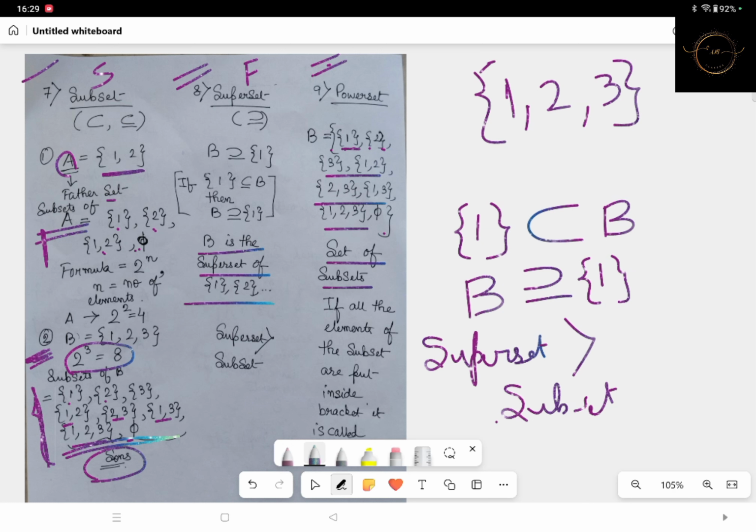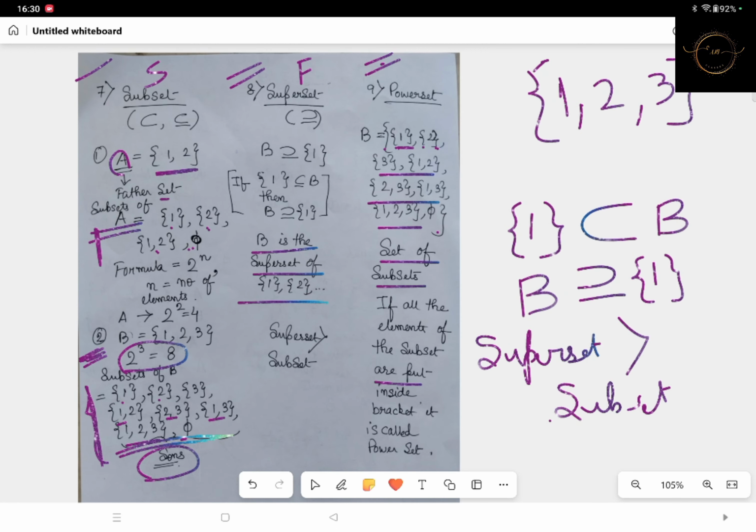So a set of subsets. From the name itself you can understand power set means it's a very powerful set. So, a set of subsets. If all the subsets are put inside a bracket, it will be called a power set. So superset, subset and power set. I hope the connection is very clear.